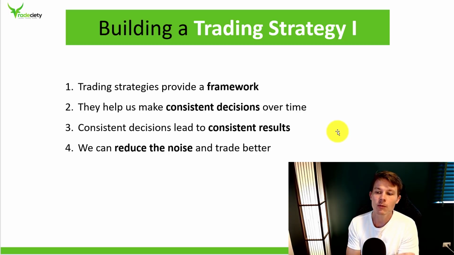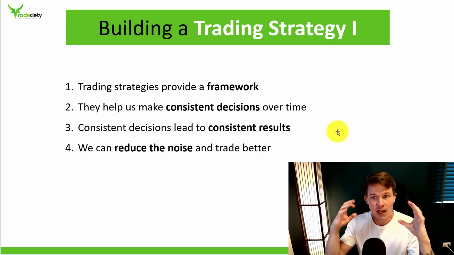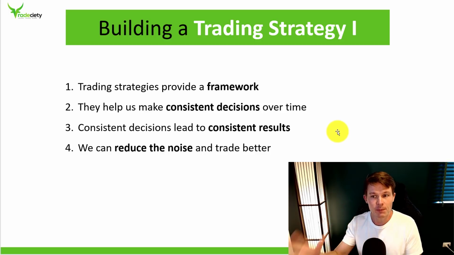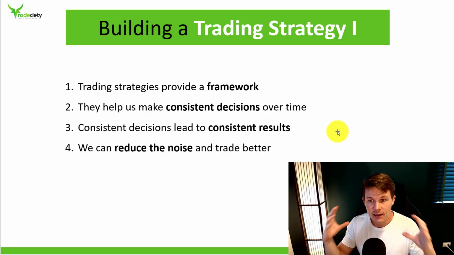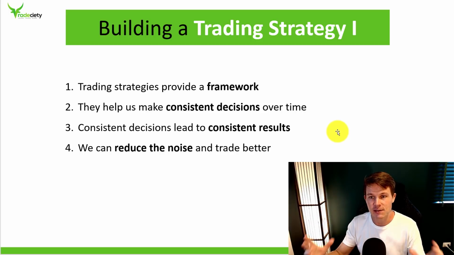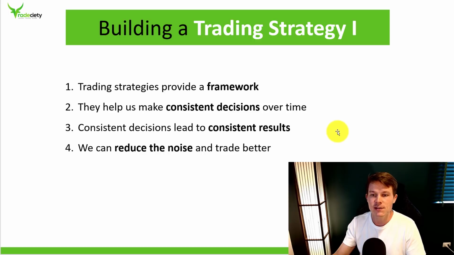And one of the big problems that a lot of amateur, new or struggling traders have is that their results are all over the place because they don't have a trading system, they don't have rules, they randomly jump in and out of the market, they don't really know what they're doing, and this is then leading to a lot of inconsistent results. And if you have inconsistent results, it is very hard to become better because there's a lot of noise, what we call in trading.